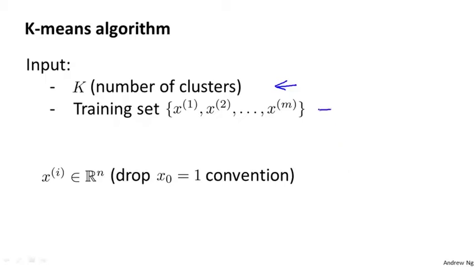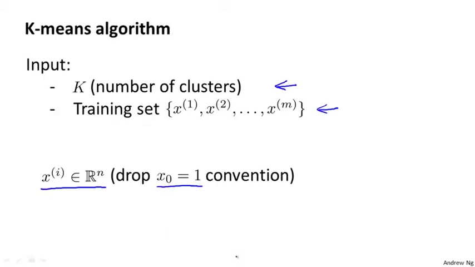And then k-means also takes as input this unlabeled training set of just the x's, and because this is unsupervised learning, we don't have the labels y anymore. And for k-means, I'm going to use the convention that x^(i) is an R^n dimensional vector. And that's why my training examples are now n dimensional rather than n+1 dimensional vectors.